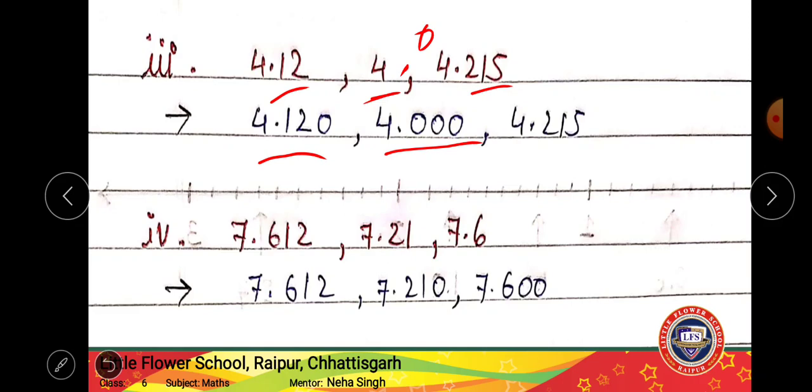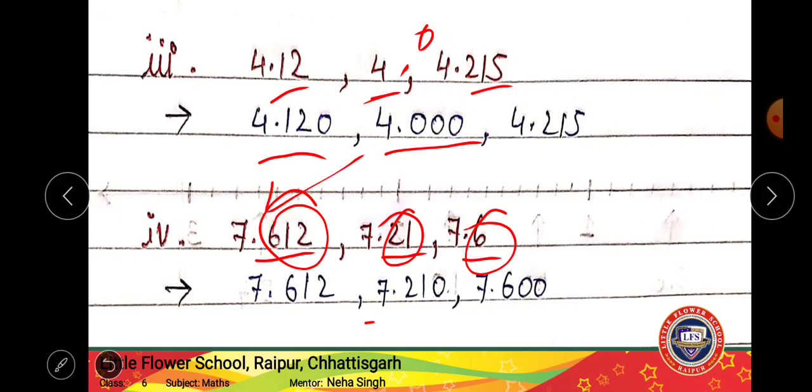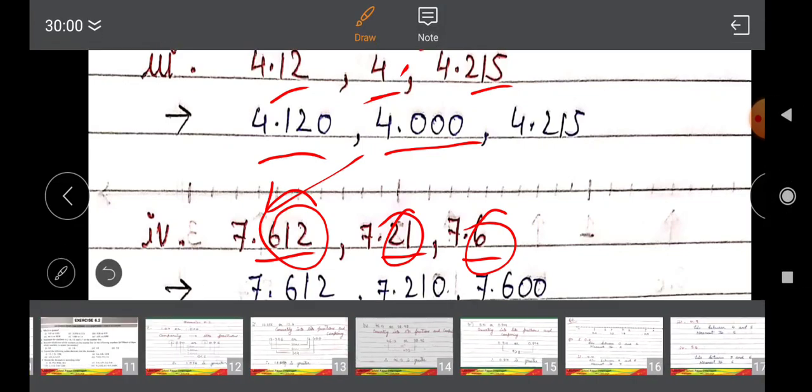Now next, 7.612, 7.21 and 7.6: 3 places, 2 places and 1 place. So 3 is the maximum. So we will convert all these also into 3 places of decimals by adding zeros. It is very easy to convert unlike decimals into like decimals, right? We just need to add the number of zeros equivalent to the largest number of decimal places. So by this we finish the fourth question.